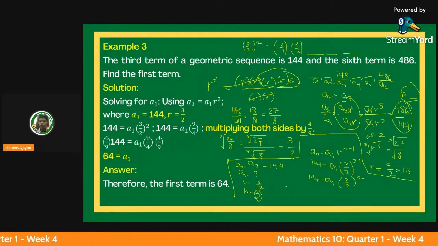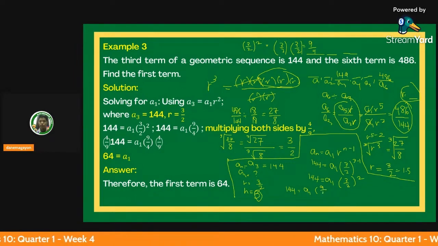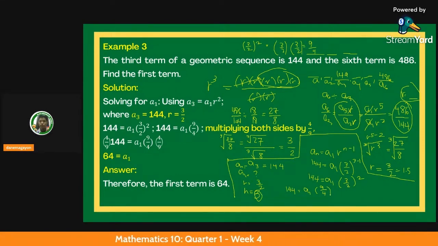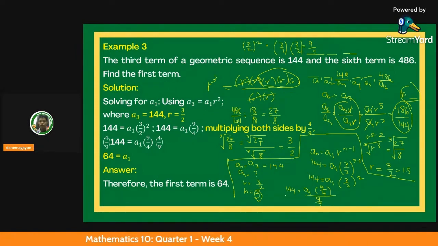So, as a result, ang mangyari dyan, we will have 144 equals A sub 1. And then we have to multiply this. What is 3 times 3? Meron tayong 9. 2 times 2, meron tayong 4. So, we have 9 over 4. Yan siya. So, meron tayong 144 equals A sub 1 times 9 over 4. Gagawin natin, we will divide both of this by 9 over 4. Kasi ang aim natin, maiwan lang yung A sub 1. So, we will divide both term by 9 over 4.